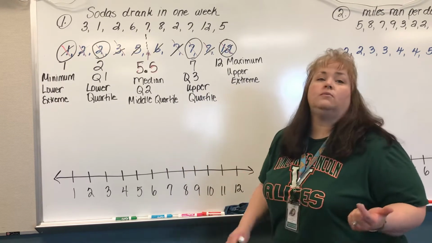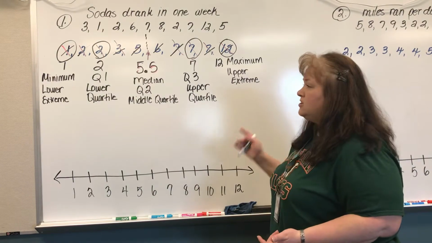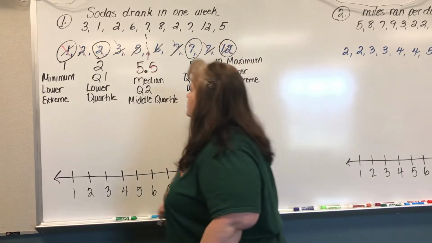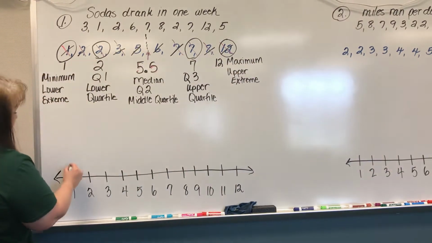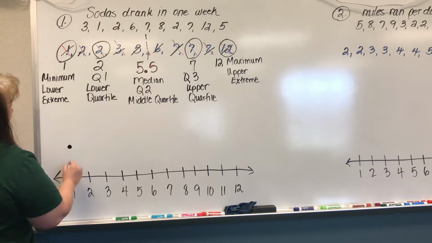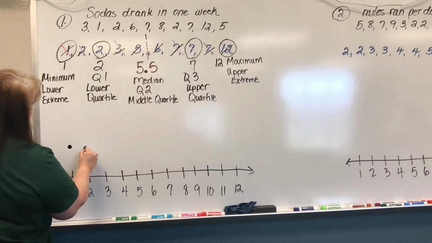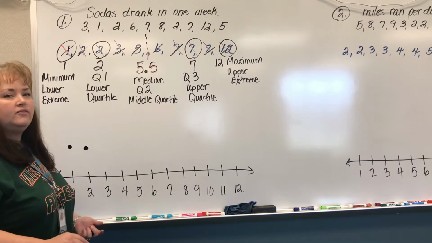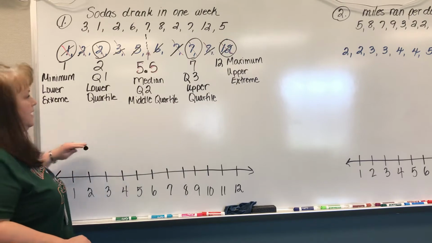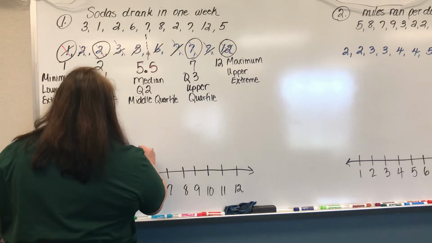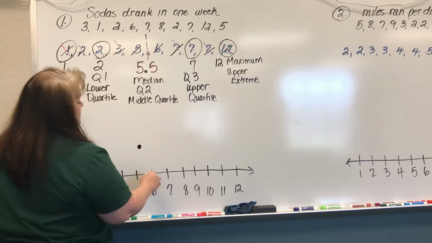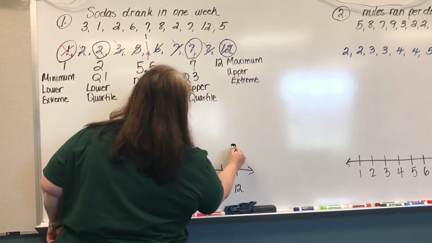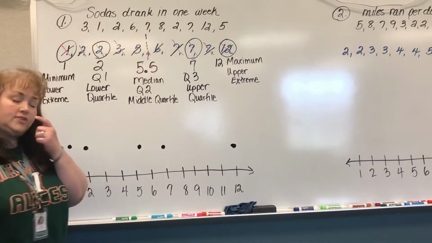So first, we're going to graph those numbers that we just found. Not on the number line, but up above the number line. So my 1, I'm going to come up above my number line, my 2, and you want to make sure you're lining these up as best you can. It doesn't have to be perfect, but as best you can along a straight line. 5.5, 7, and 12. Okay, so I have all 5 dots.